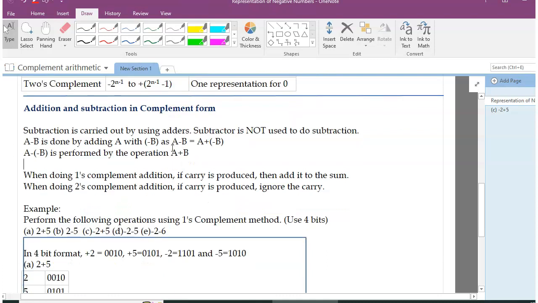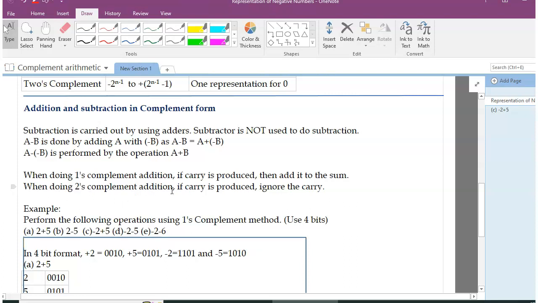Right? We can do this by using 1's complement or 2's complement. If you want to perform the addition by using 1's complement, carry may be produced, carry may not be produced. If carry is produced, then add it to the sum. Carry may be either 0 or 1. If carry is 0, 0 should be added. If carry is 1, 1 should be added. Add it to the sum. You will get another result, and that is the correct result. If carry is produced, the actual sum should be incremented by 1.